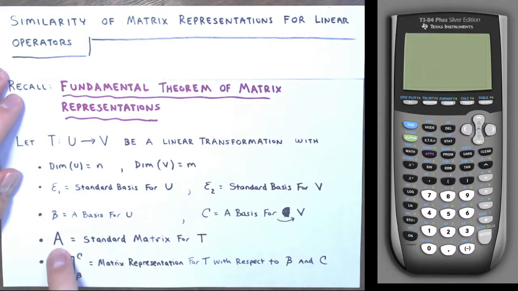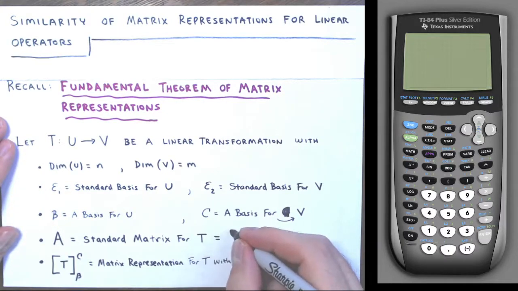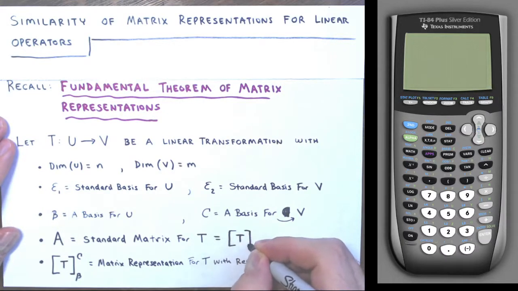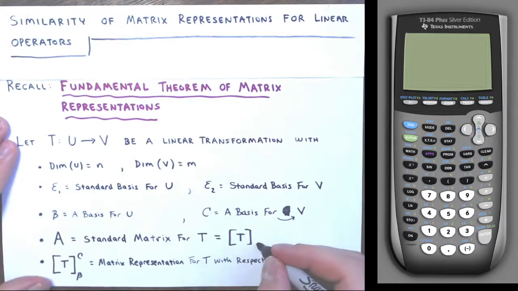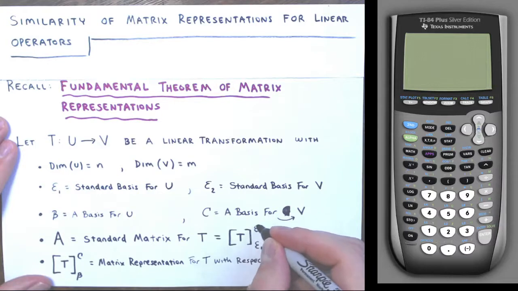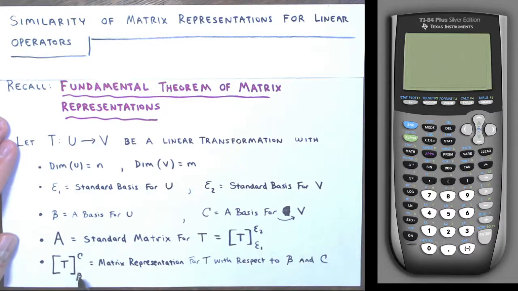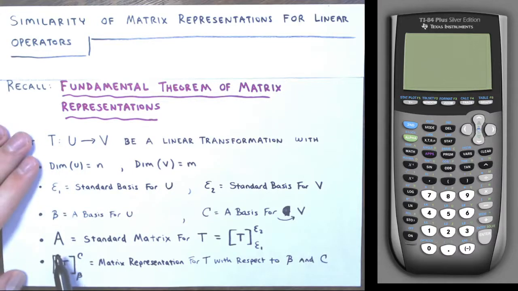Then some notation we came across in previous videos, if you've been following along. Typically I use the capital letter A for the standard matrix for T. Now you could also express this using matrix representation symbolism: this is the matrix representation for T with respect to the standard bases E1 and E2. If you're using the same notation as you've seen before, I'm hoping. So you could also express the standard matrix this way, but I just use capital A. Every time I've used capital A, it's been the standard matrix for a transformation.